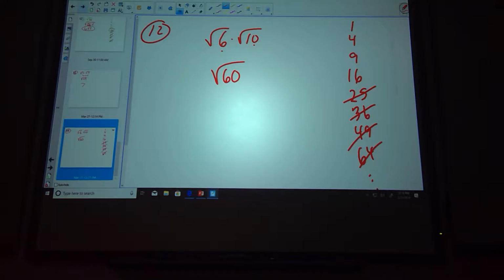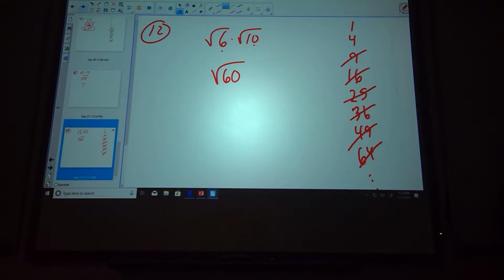16. 16 times 2 is 32. 16 times 3 is 48. 16 times 4 is 64. That's not going to work. Let's see. 9 times 8 is 72. 9 times 7 is 63. 9 times 6 is 54. That's not going to work.